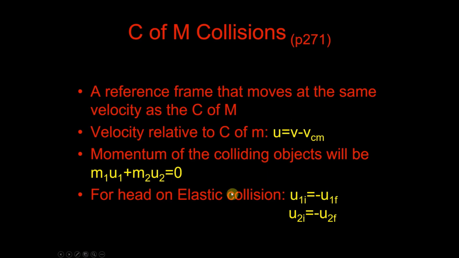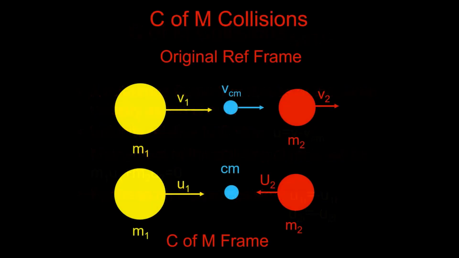So for head-on elastic collisions, u1i will equal negative u1f. u2i will equal negative u2f. So this is what we mean. If the two objects here, v1 of m1 and v2 for m2, are moving left to right, the center of mass will move with them. If this object is moving towards this object, then the center of mass will stay within the middle and move just a little bit and get closer and closer to both of these objects.